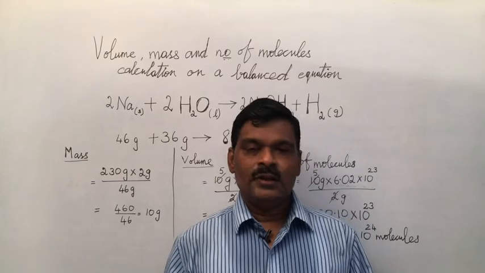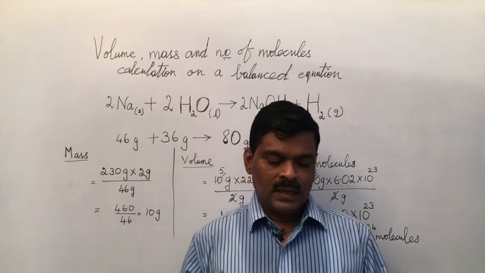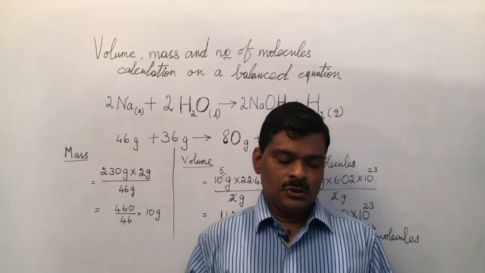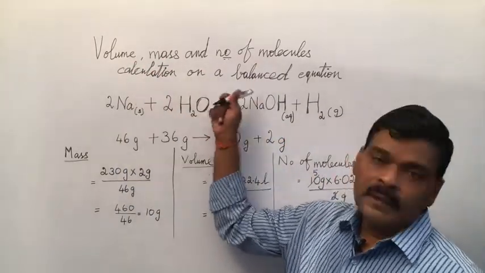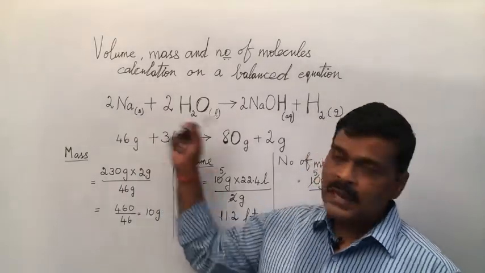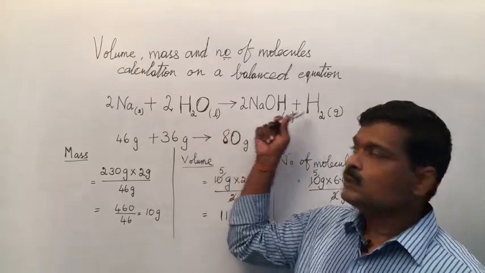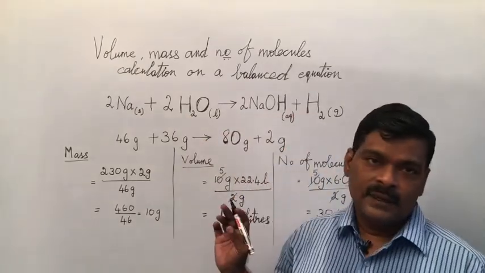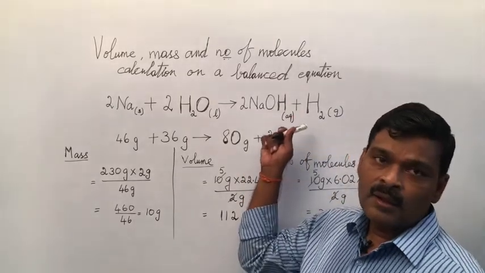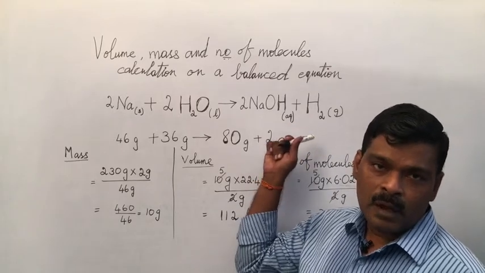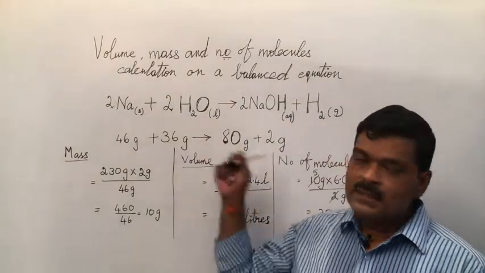Hi students, today we are going to understand chemical equation based problems. In that question, they asked to calculate the volume, mass and number of molecules based on a balanced equation. In that chemical reaction, sodium is reacting with excess water and gives sodium hydroxide and hydrogen gas. We are going to calculate the mass of hydrogen, volume of hydrogen and the number of molecules of that hydrogen gas. For that we need a balanced chemical equation.